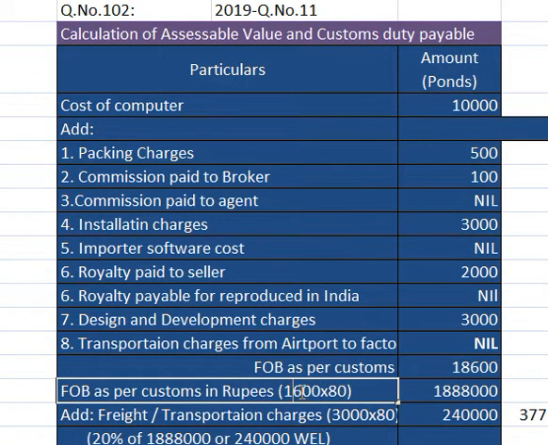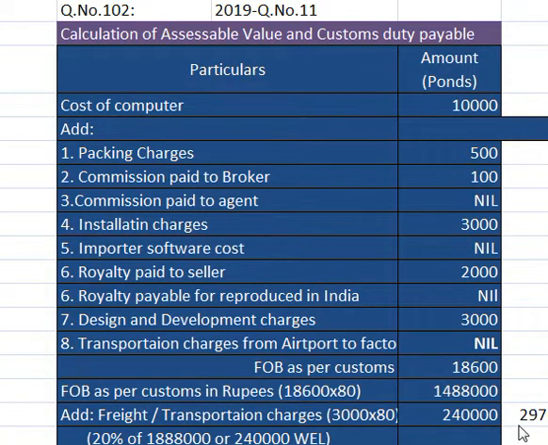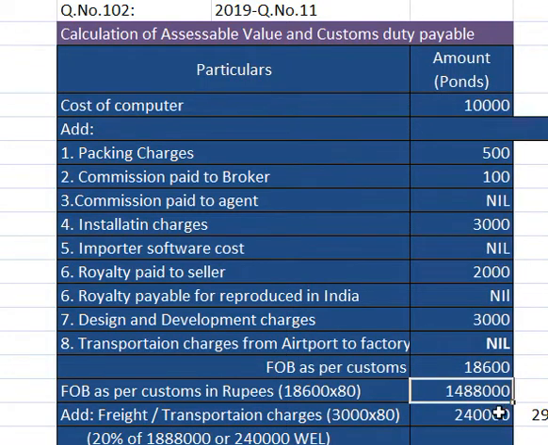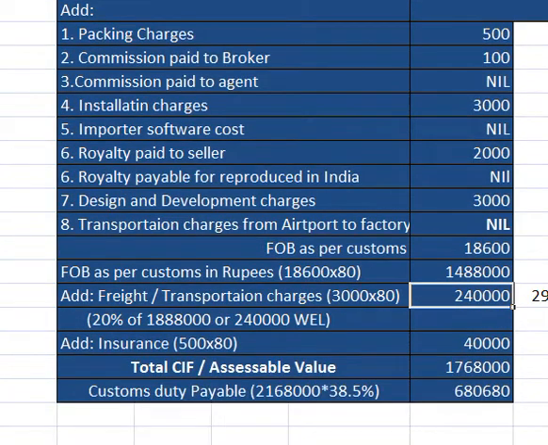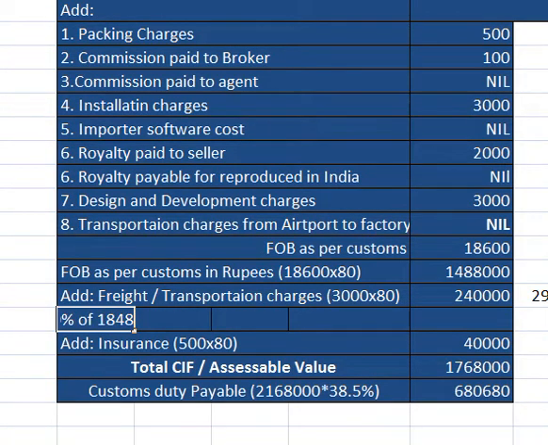One number was wrongly taken. See, 18,600 into 80, the conversion rate, pounds to rupees. So 14,88,000 is the value for customs in Indian rupees. On this one, you need to compute the freight, 20% of FOB. See, your freight is how much? 20% of this Indian rupees, 20% of this, not this one. 20% of how much? Of 14,88,000, not 18 lakh. It was changed now, revised now.